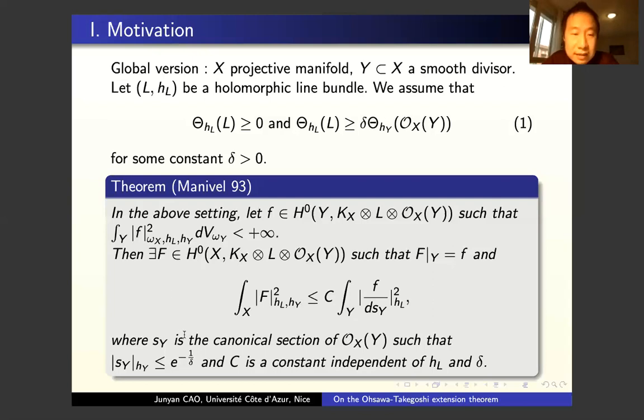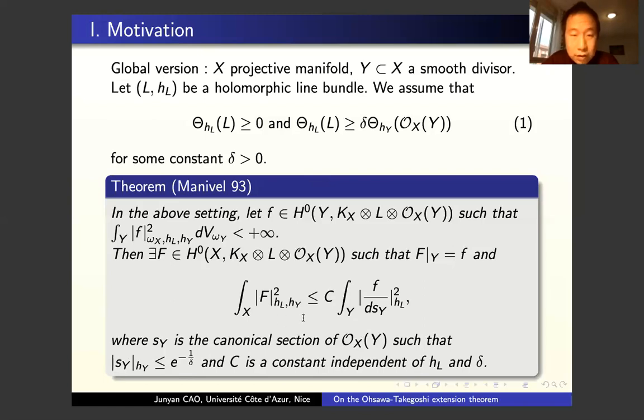Here s_Y is the canonical section of O_Y. That means that it's the section of this line bundle which vanishes on the subvariety Y. And we need to add the normalization condition that its C^0 norm is controlled by this constant, which depends on the delta here.